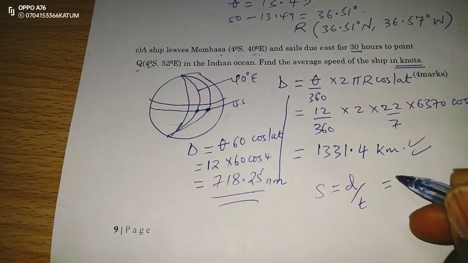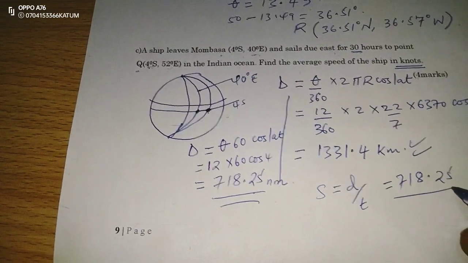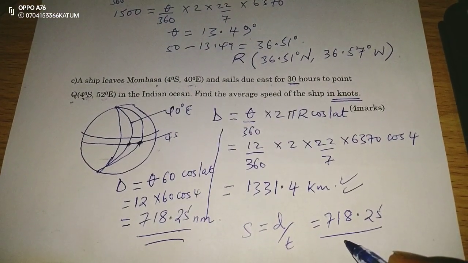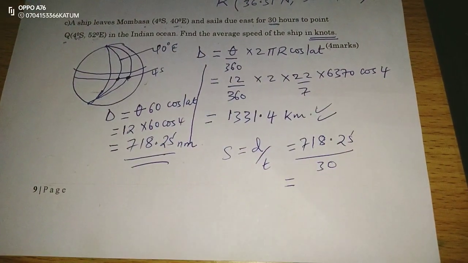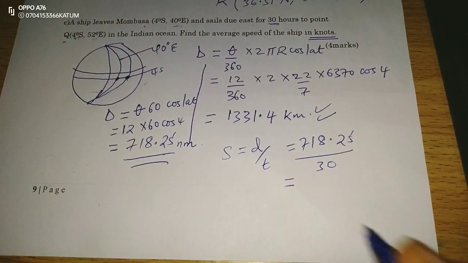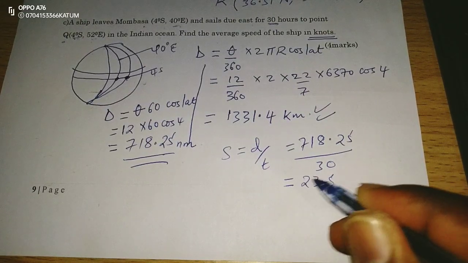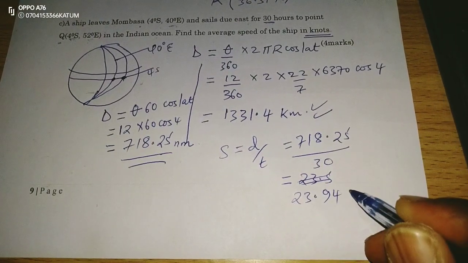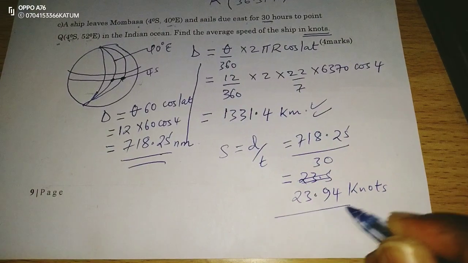Now with distance in nautical miles and the time in hours, we can get speed, distance out of time. So 718.25 out of the time taken, 30 hours. So we divide by 30, and we get 23.94 knots, because when nautical miles are divided by hours, we get knots.